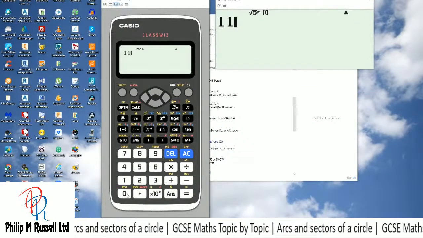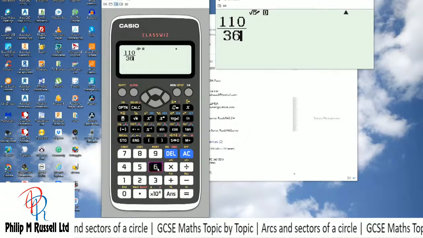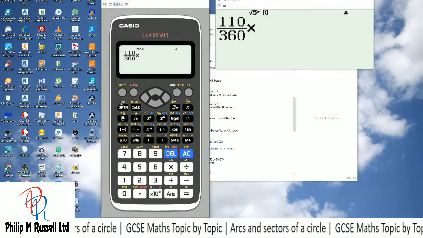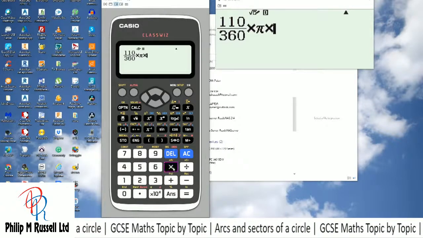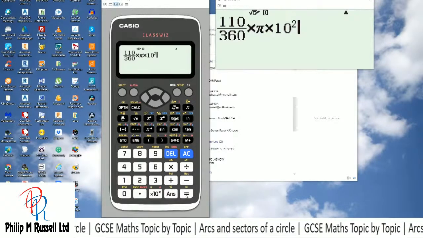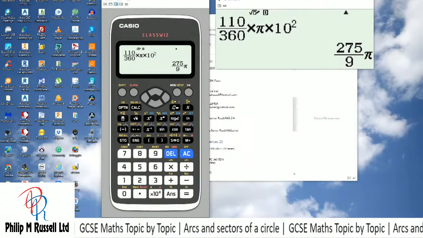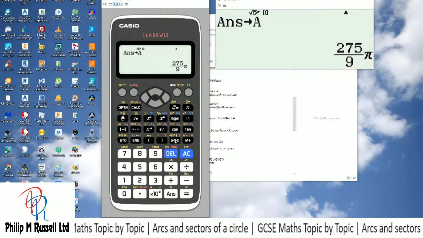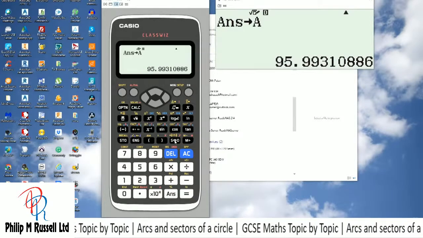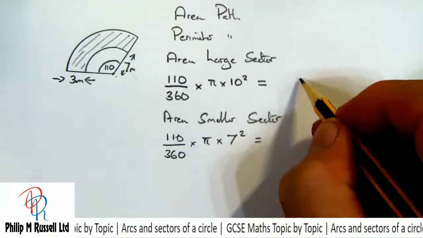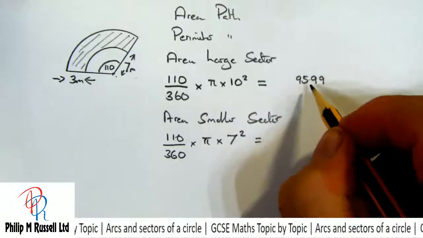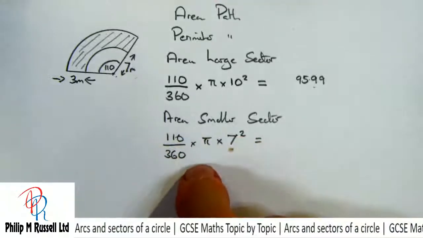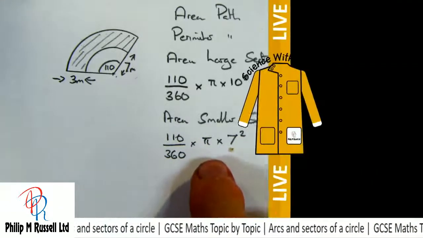We've got 110 over 360, and then that is going to be multiplied by pi and multiplied by 10 squared, and that gives me this answer. Now I'm going to need that one, so I'm going to store that in memory A, and that number for my advice here is 95.99. I'm not going to round this number yet, because we'll round it when we've finished. Let's go and do the other calculation, which isn't really very difficult.